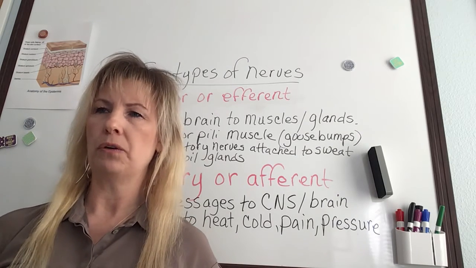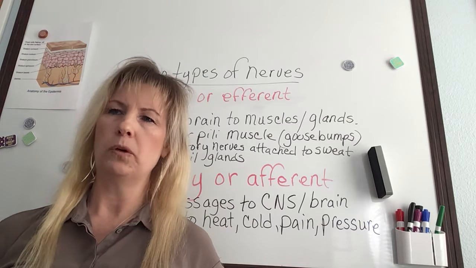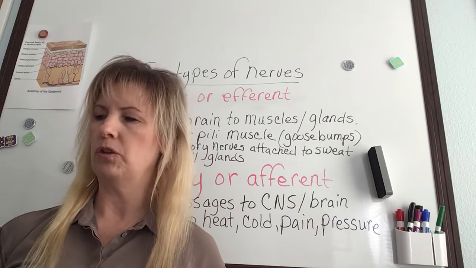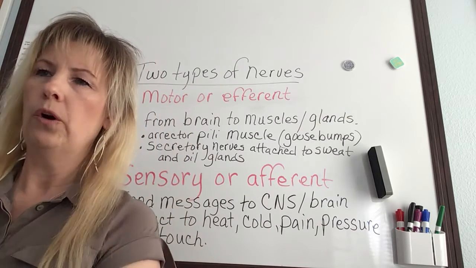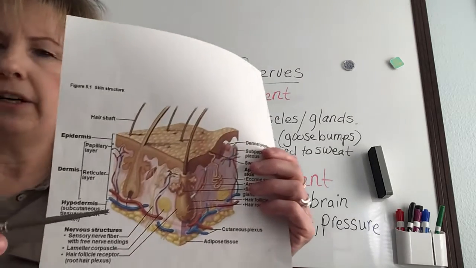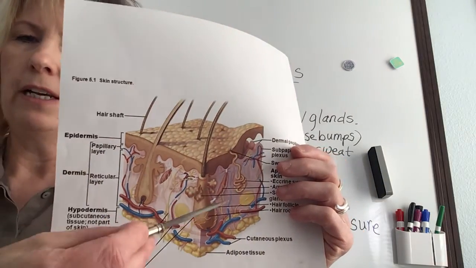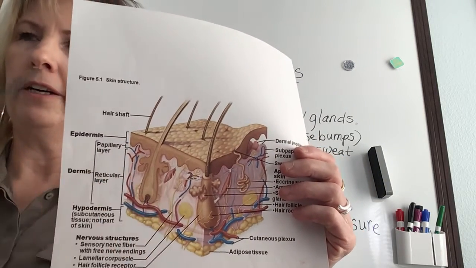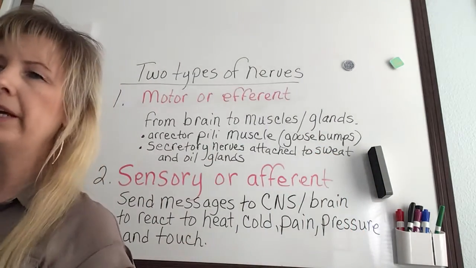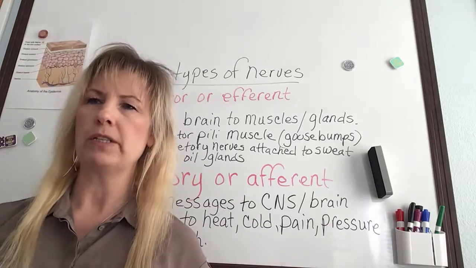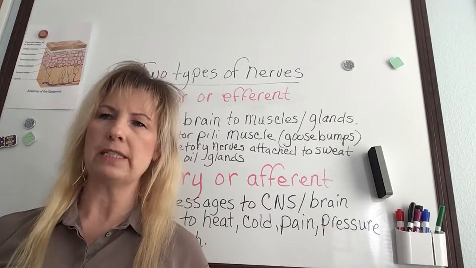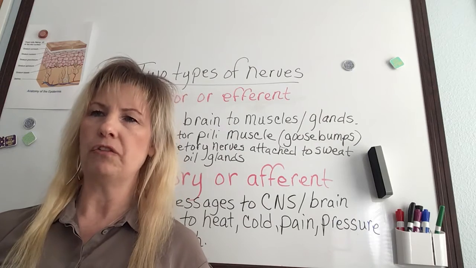Now, secretory nerve fibers are motor nerves, and they're attached to your sweat glands or your oil glands. So here we can see there's your oil glands, your sebaceous glands. Here is a sweat gland right there. And they regulate the excretion from the sweat glands, and they control the sebum output to the surface.